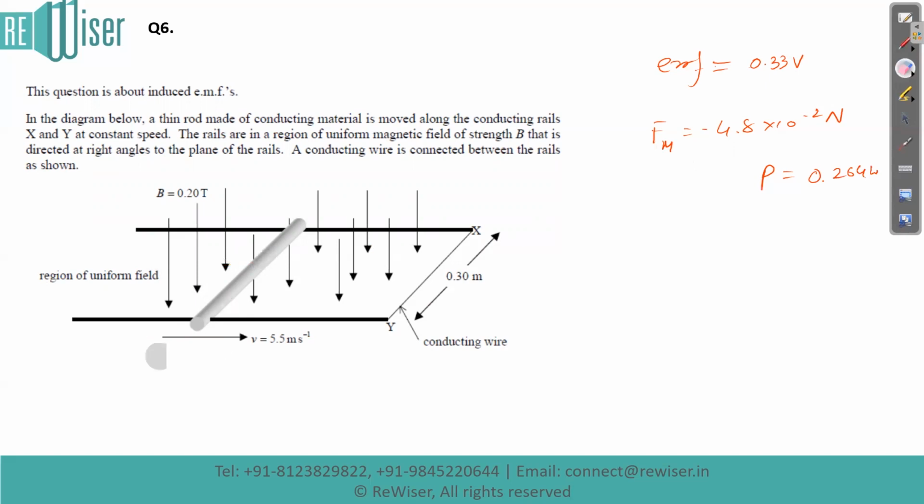Now, an equal amount of force must be applied in this direction in order to move it at constant speed, right? Because the forces have to be balanced to reach equilibrium. So Fm is equal to F, equal and opposite. So F will be plus 4.8 into 10 to the power minus 2 Newton. This is in the negative x-axis, this is in the positive x-axis, but their magnitudes are equal. That's why this force has to be applied forward.